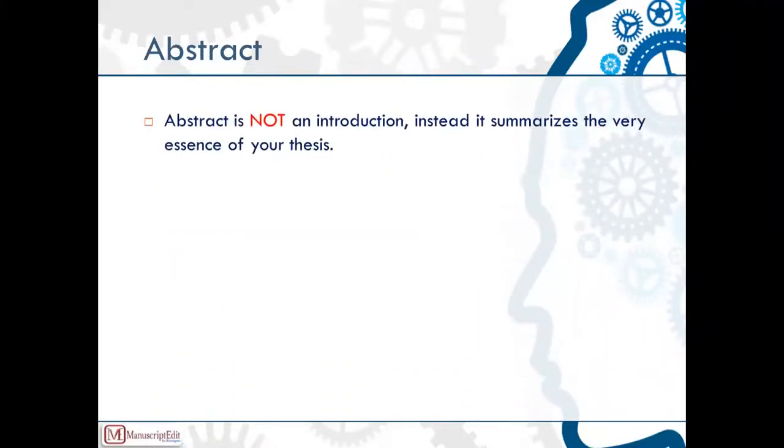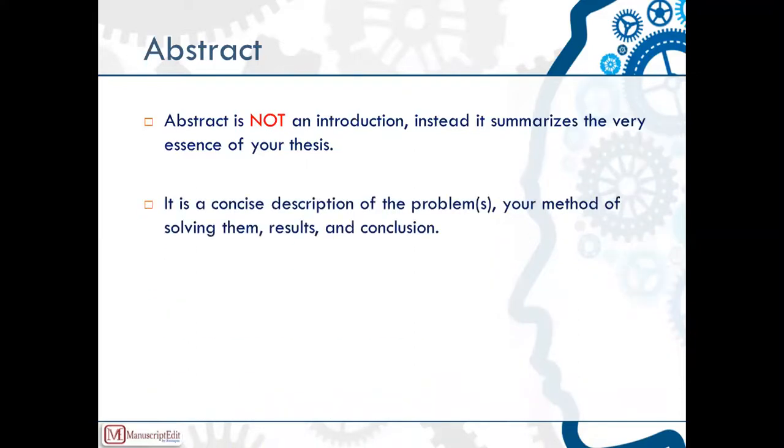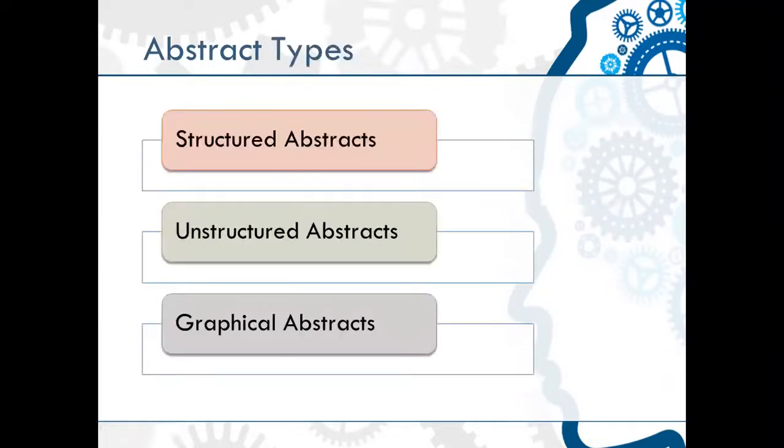Now, coming to the abstract. An abstract is not just an introduction. Instead, it summarizes the very essence of your thesis. It's a concise description of the problem, your method of solving it, results, and conclusion. Now, there are 3 types of abstract. The first one is structured abstracts. Here, the sections are mentioned separately, namely aim, methods, results, and conclusion.